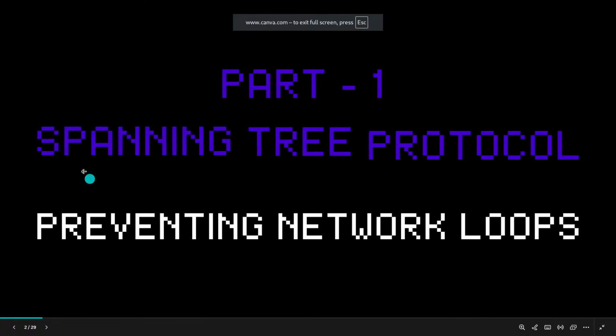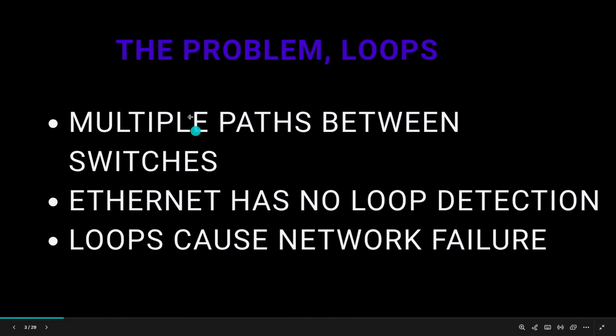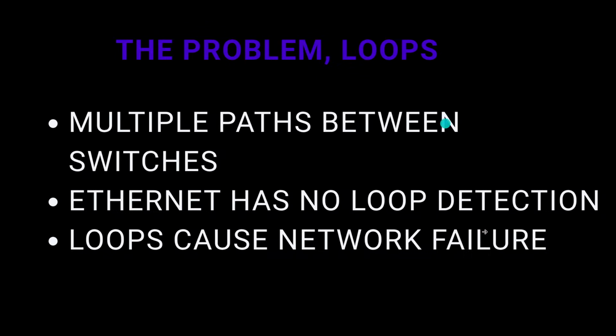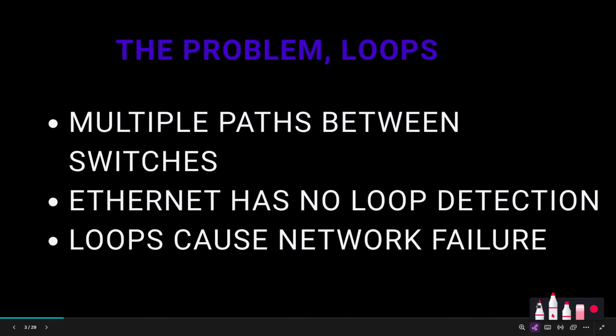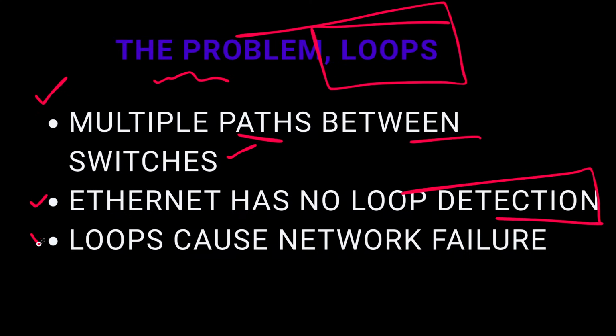STP, the full form is Spanning Tree Protocol. It basically prevents network loops. So what is the problem? The problem is loops. Basically, multiple paths between switches. Ethernet has no loop detection, as you all know, and a loop can cause a network failure.